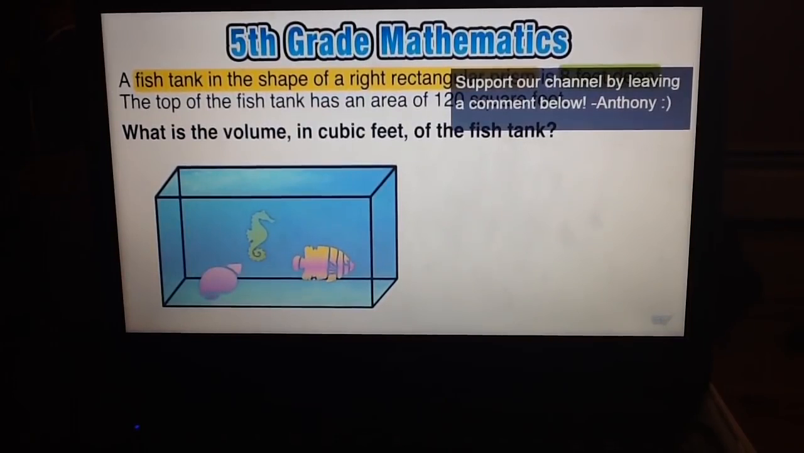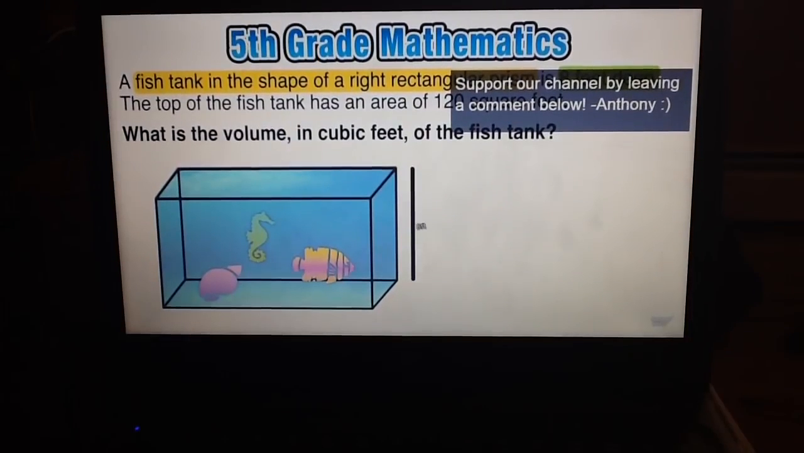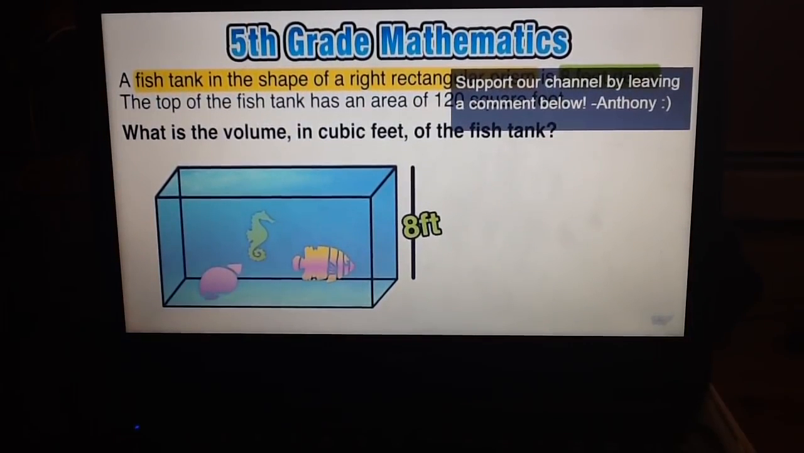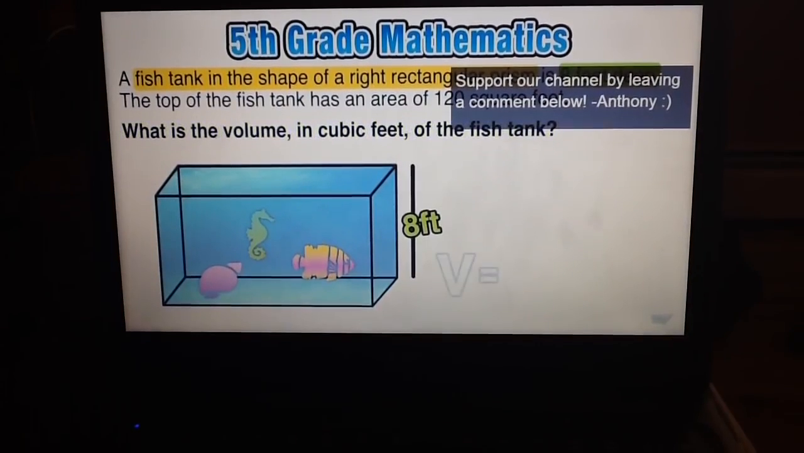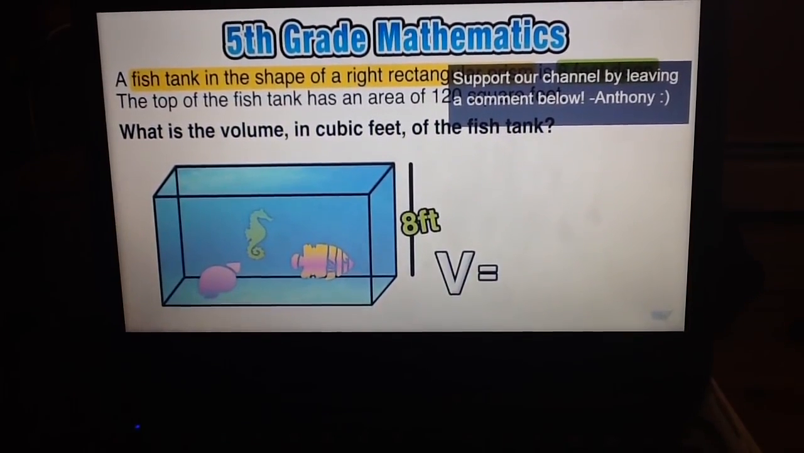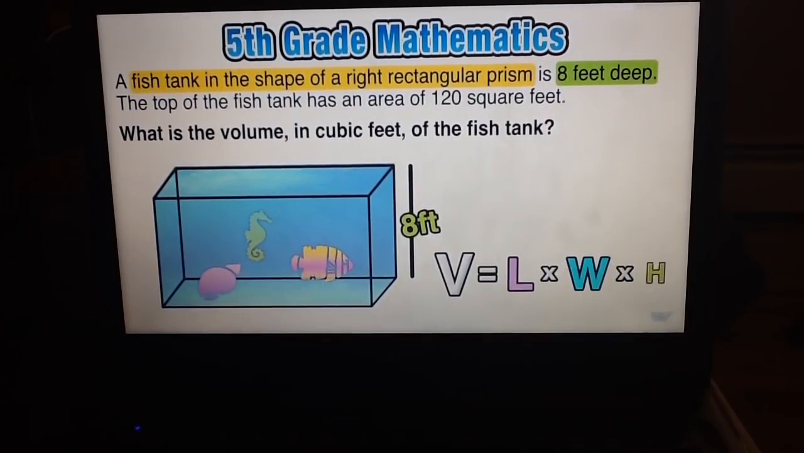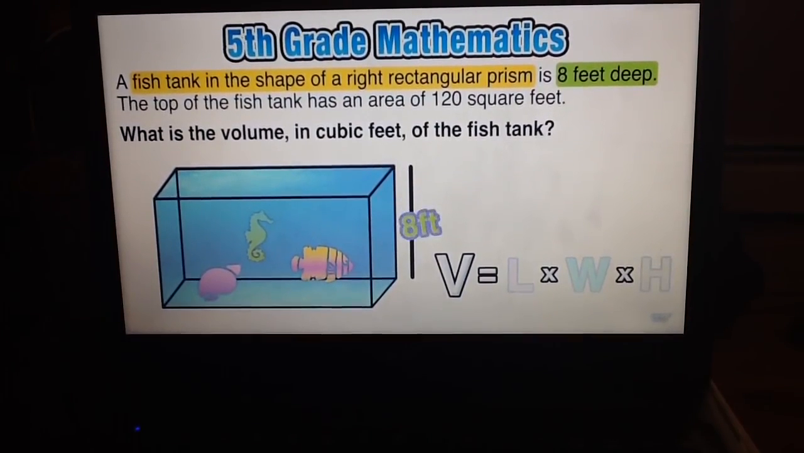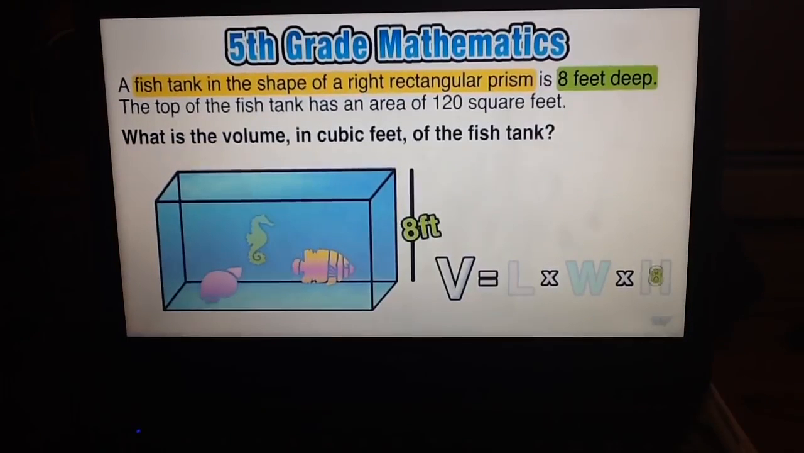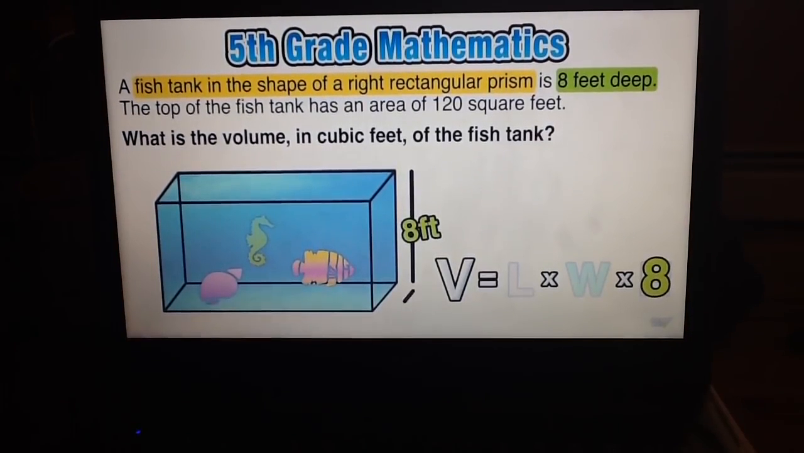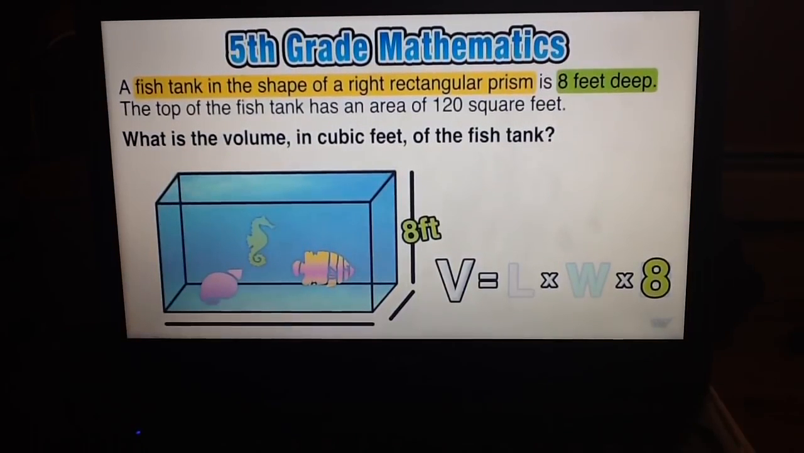And we know that the fish tank is 8 feet deep, so we can go ahead and label that depth on our diagram. Now remember that we wanted to find the volume of this fish tank, and we know that the volume of a right rectangular prism is length times width times height. Now, so far, we only know what h is. We only know that the height of the rectangular prism is 8. We don't know the length, and we don't know the width.